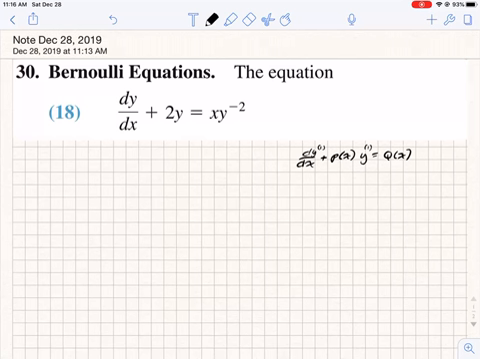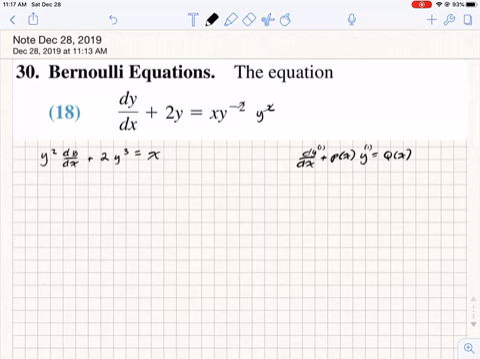So if we multiply both sides by y squared, these will cancel out and we'll get this on this side. So multiply both sides by y squared, we get y squared dy over dx plus 2y cubed is equal to x.